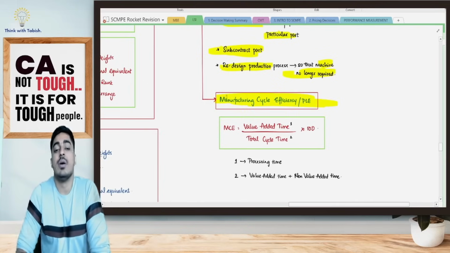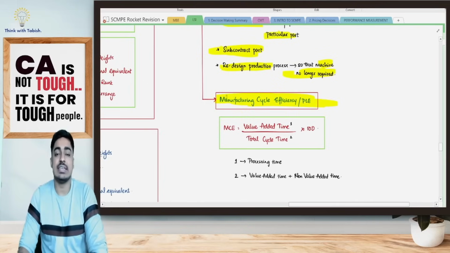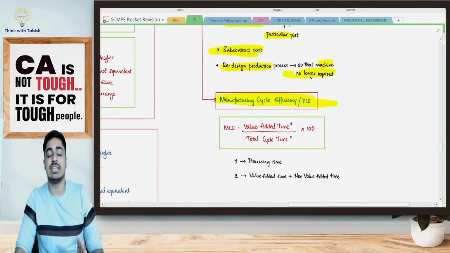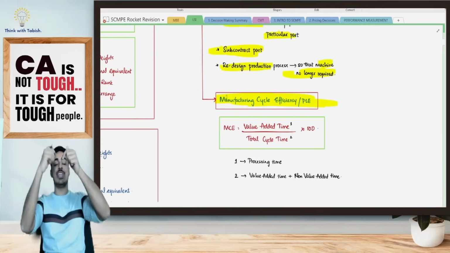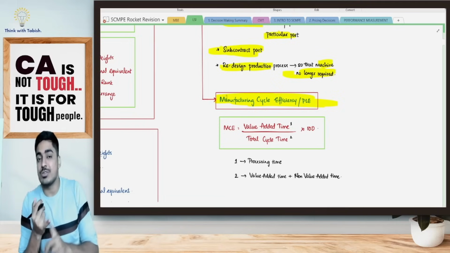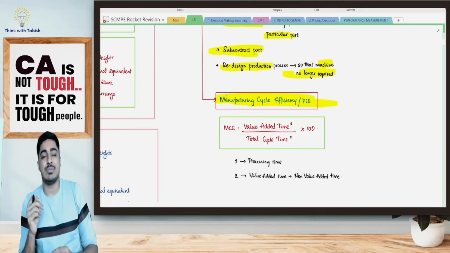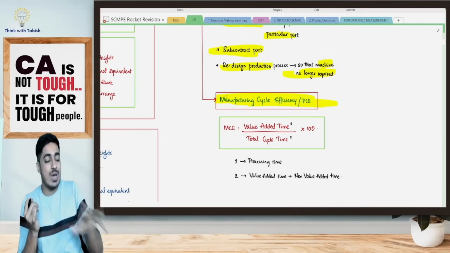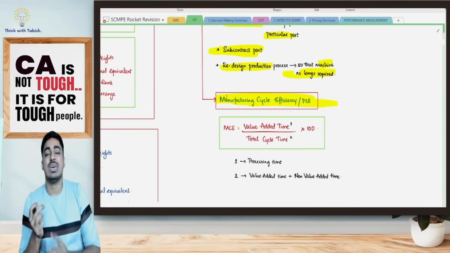Again, there is also manufacturing cycle efficiency calculation. Manufacturing cycle efficiency is nothing but the percentage of value added time to my total cycle time. Value added time is only my processing time, which you can call your assembly time. Your total cycle time includes value added as well as non-value added time. Inspection, waiting, motion, everything is included.